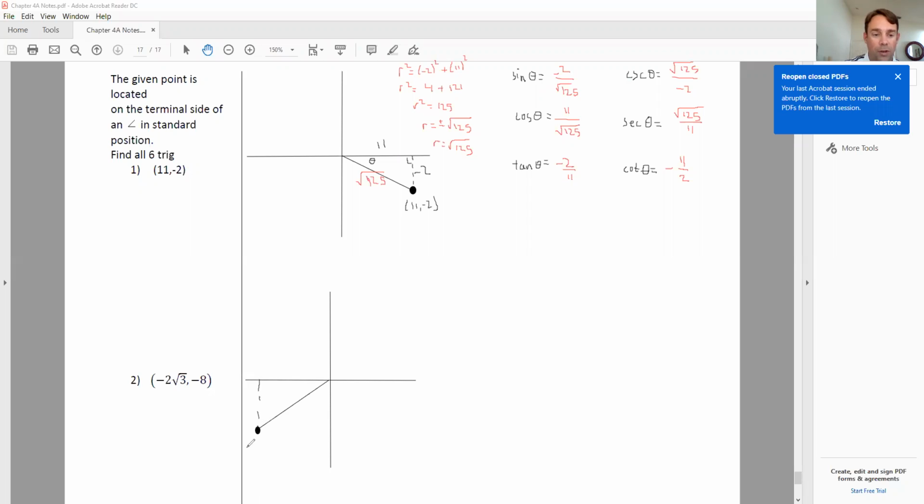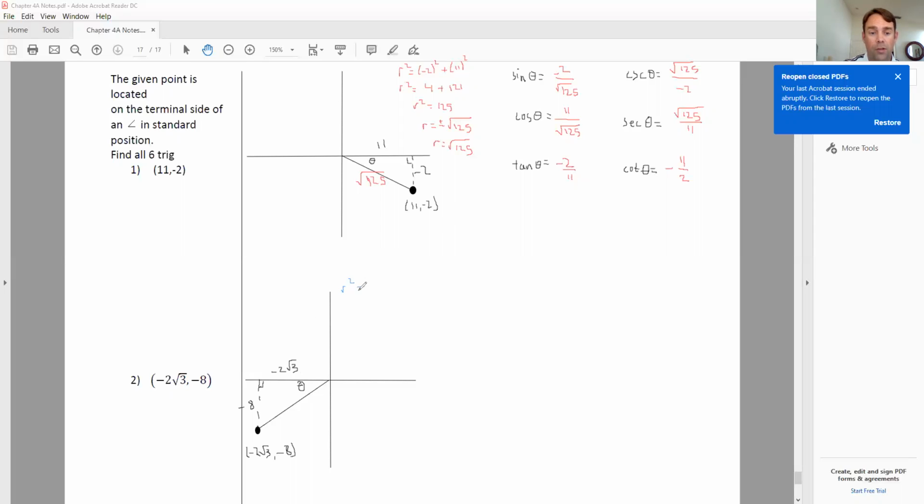So we end up at the point negative 2 root 3 and negative 8. That was not a 3. So we're going to put those right here on our triangle. And in order for us to do this, we're going to need to figure out what would be the r value.